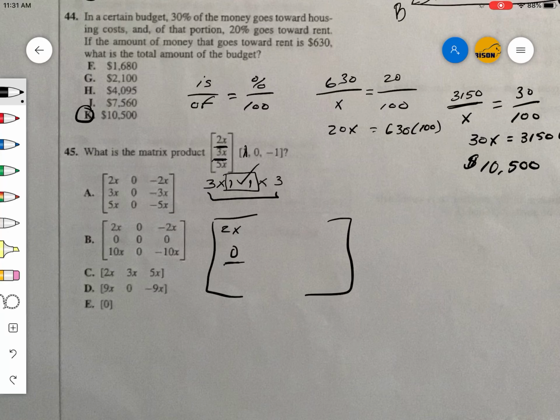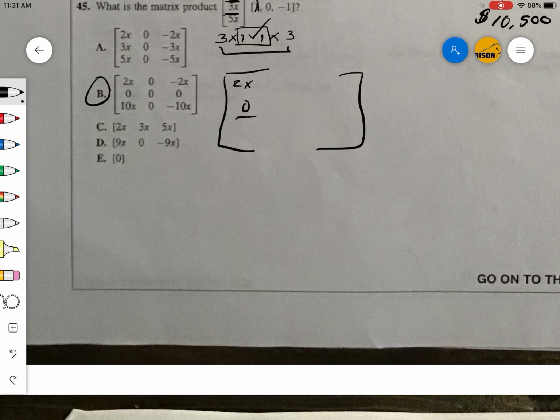So if you notice, that's the difference between A and B. That's as far as we need to go, so B is our answer on this one.